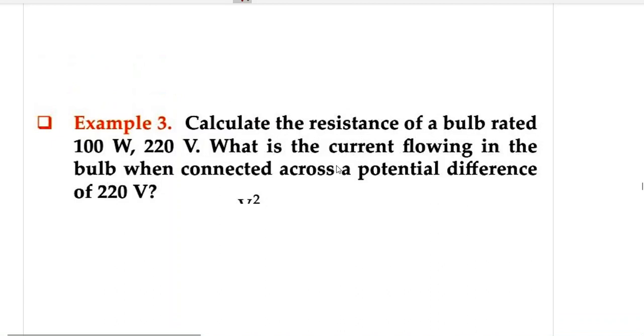Calculate the resistance of a bulb rated 100 watt. Power of the bulb is given 100 watt, and voltage is 220 volt. You have to calculate the resistance. What is the current flowing in the bulb when it is connected to a potential difference of 220 volt? So we know the relationship between P, V and R. Let's use it.